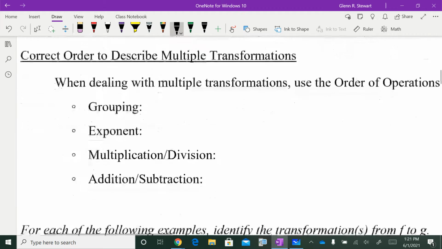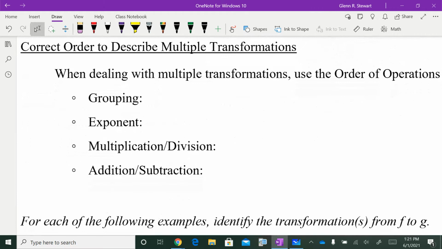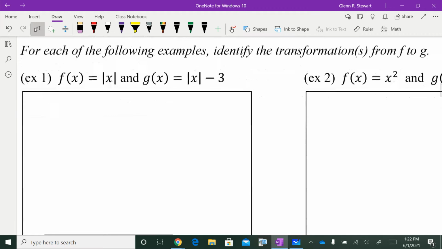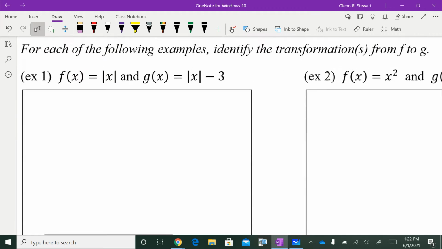All right, so the correct order to describe multiple transformations usually is to start with the groupings of any type of multiplication and division, any type of reflections, and then we go with the addition and subtraction, moving left to right or up and down. So I'm going to show you the graph. You don't necessarily need to know the graph for this lesson, but in other lessons we'll talk more about the graph. But I want to show you because I know some of you are visual learners.